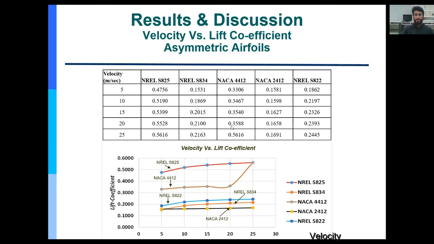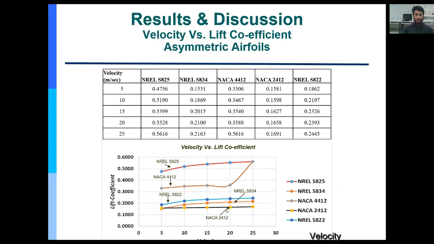second. The lift coefficient values are given for different asymmetric aerofoils, and this graph shows the velocity versus lift coefficient for an asymmetric aerofoil. This graph shows the lift coefficient for NREL S825, and this graph shows the lift coefficient for NACA 4412, and this graph shows the lift coefficient for NREL S822, and this shows the NACA 2412 lift coefficient values.